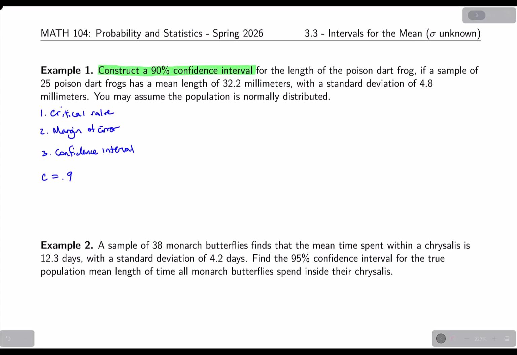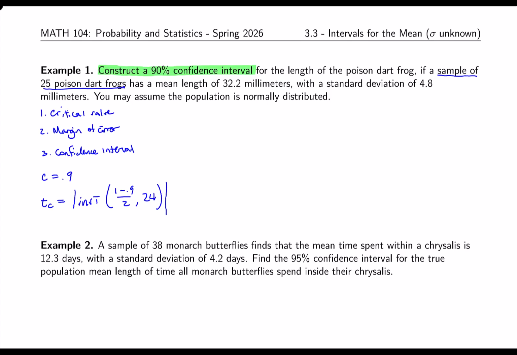Now, what I'm going to do is convert that to a critical value, t sub c, by using the absolute value of inverse t, 1 minus 0.9 divided by 2, comma, the number of degrees of freedom. The sample size we're using is a sample of 25 poison dart frogs. So that means I have 24 degrees of freedom. It's always one less than the sample size, and that can be confusing as to when you're supposed to use 24 or 25. But in the calculation of your critical value, you're going to use the degrees of freedom.